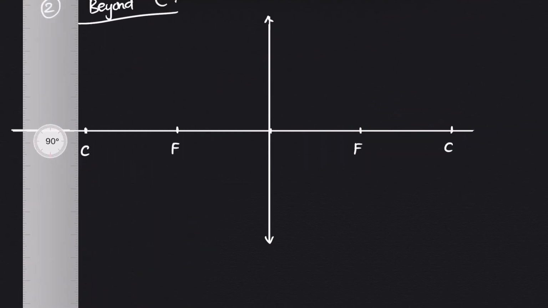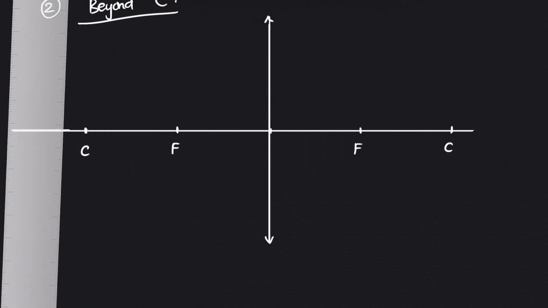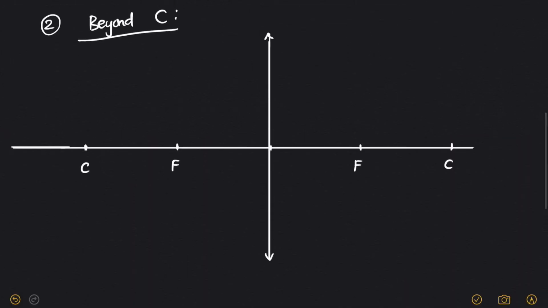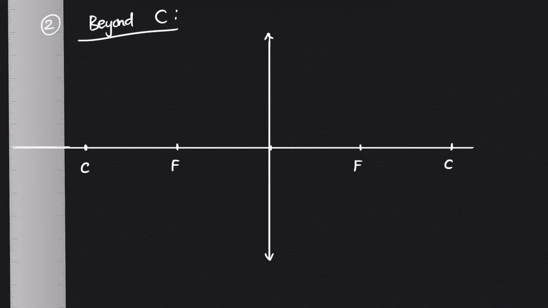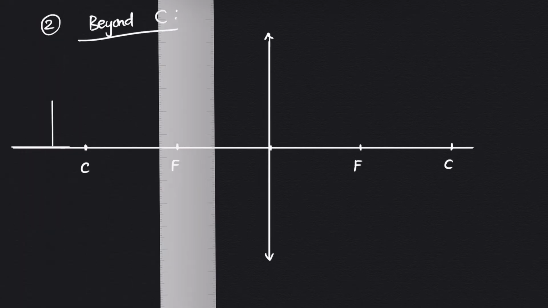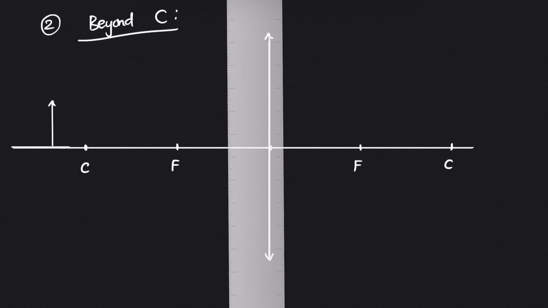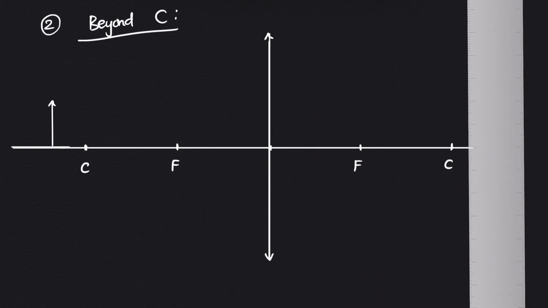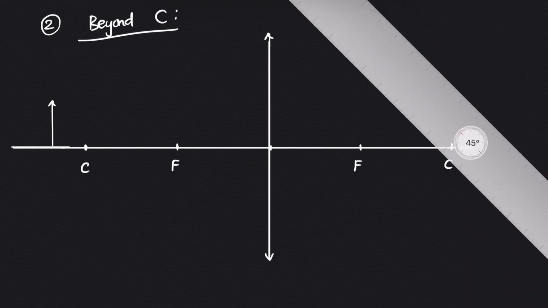Now, we want to draw it beyond the center of curvature. So let's say I'm going to choose some length here. So here we are not doing anything specifically as per length. So let's choose some length. Let's say I'm choosing the object of 2 centimeters, beyond the center of curvature. So remember the 3 lines. The first line is a line that passes through the center of the lens.